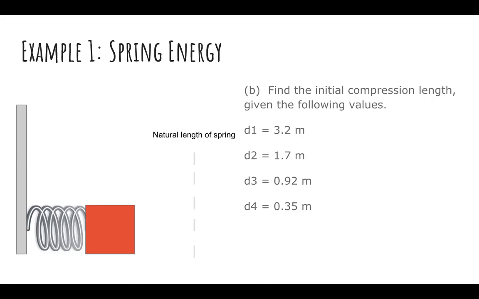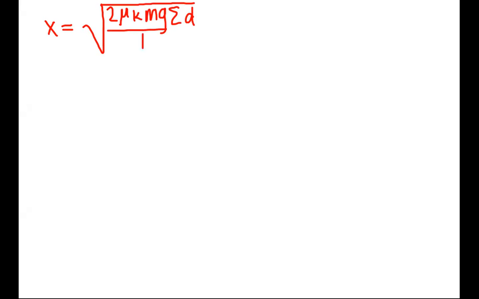So how would I use these values to solve for the compression, Josh? Well, if we have our equation that we just calculated for part A, and we want to find how much it is initially compressed, we know mu k, we know m, we know g, and I believe the only thing we didn't know was D, but now we know all of the individual values for D. So if we just sum those together, we should be able to plug that in. Oh yeah, we also know K, and then solve for our X.